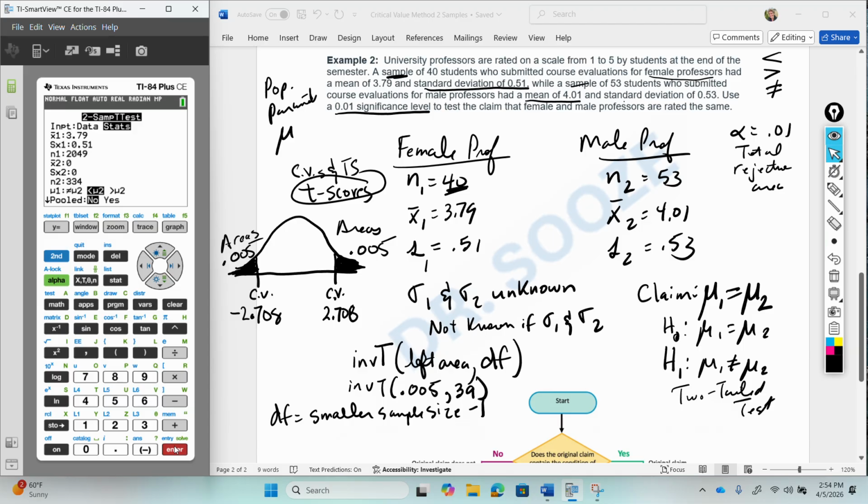With my first sample, the female professors, the sample size was 40. And with my second sample, the male professors had a mean of 4.01. And the sample standard deviation for the male professors was 0.53. And then the sample size for the male professors was 53.